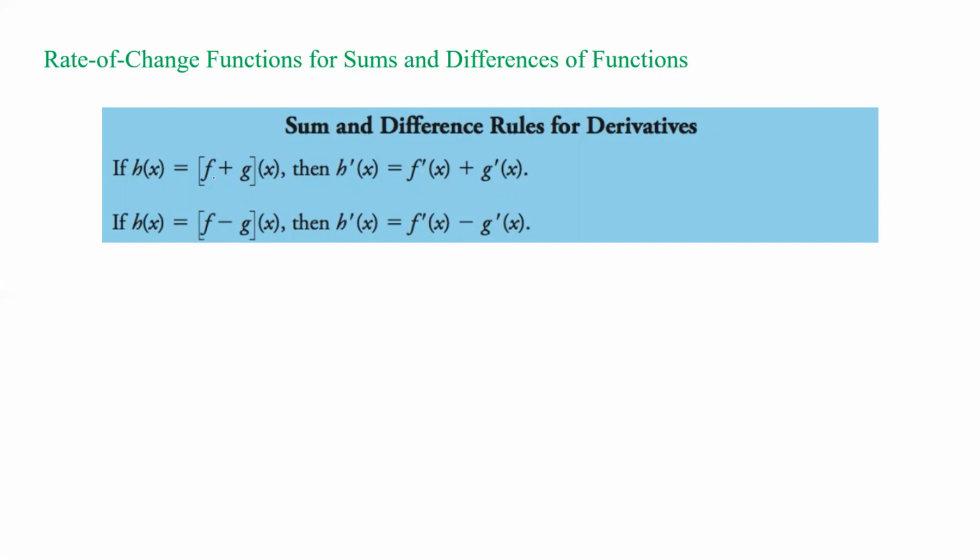So if we have h of x is equal to the f plus g of x, then h prime is going to be f prime of x plus g prime of x. And same thing for difference, except now we have subtraction. So that's going to help us when we have functions where we have the f plus g of x, then we can take and do the separate f prime and g prime.